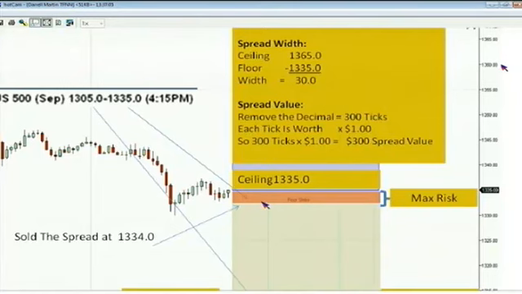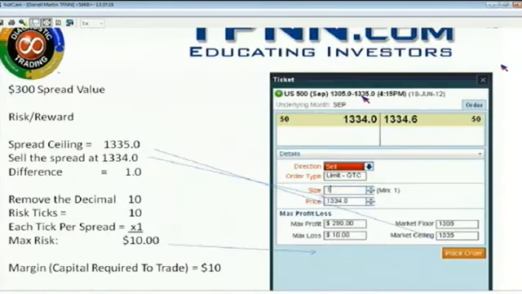So if I sold the spread at 13.34 and the ceiling is 13.35, then I simply subtract those from each other. We do 13.35, the ceiling of the spread, also the ceiling you saw here, minus where we sold the spread, 13.34. That's 0.01. We get rid of the decimal place, so we have 1 tick, and every tick's worth $10. Therefore, we have a maximum risk of $10 on this trade, and we want to put up $10 to trade it. We have a $290 profit potential on this trade.